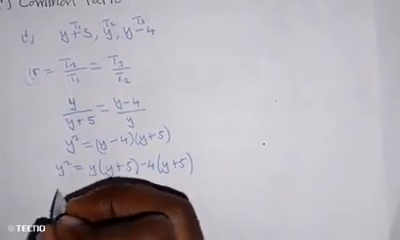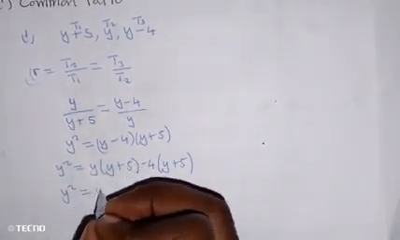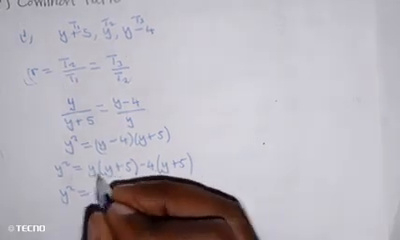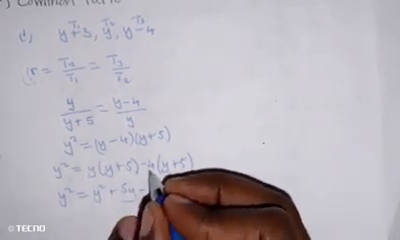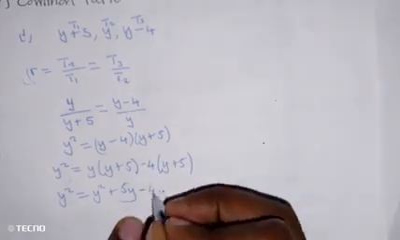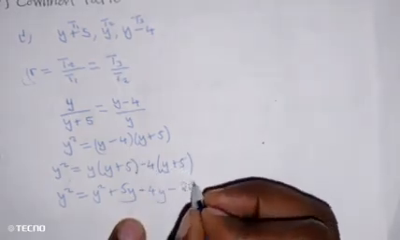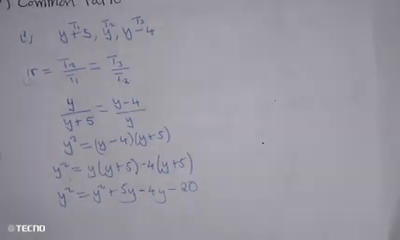Okay, y squared is equal to y times this one. I'm going to have y squared plus 5y, which is y times 5. Then here there's a minus, this and this, we're going to have minus 4y, then this and this is a minus 20. Okay, so you can check, yeah, this is what we have.